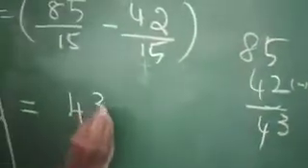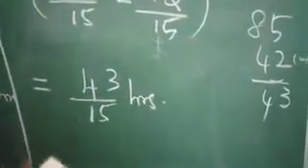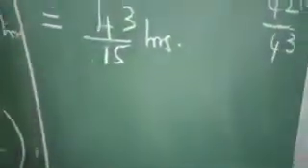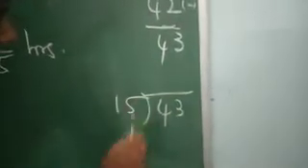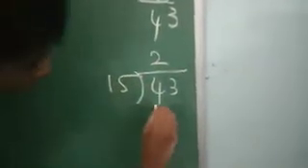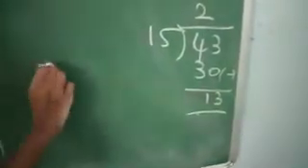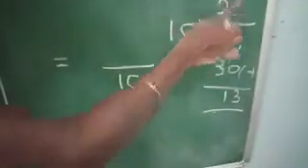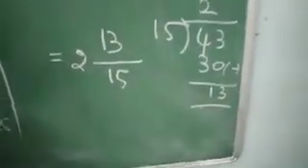So 43/15 hours. Now here we get an improper fraction, but our question is in mixed fractions. So you have to convert this into a mixed fraction. For this you simply divide 43 by 15. 3 times is 45, so it is exceeding, so put 2 times. 2 15s are 30. Then 43 minus 30 is 13. Now you write 15, the divisor, in the denominator, the quotient in the whole number part, and the remainder in the numerator.